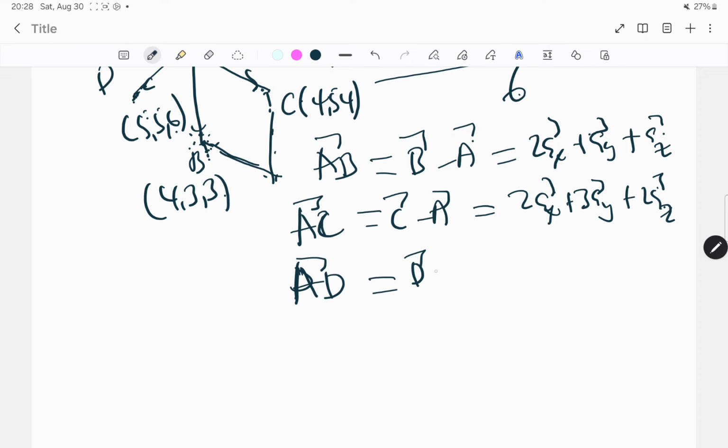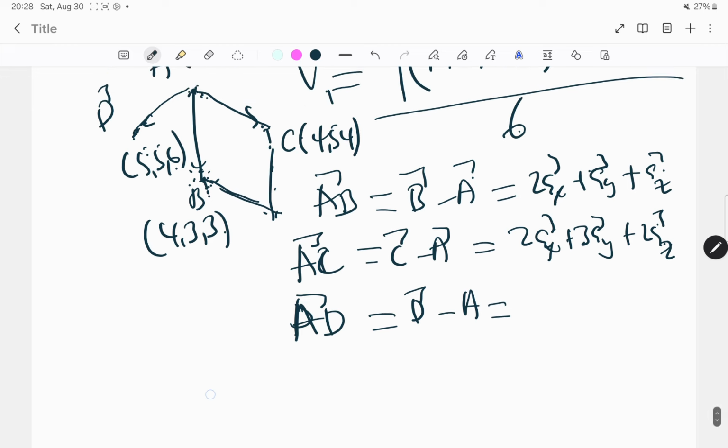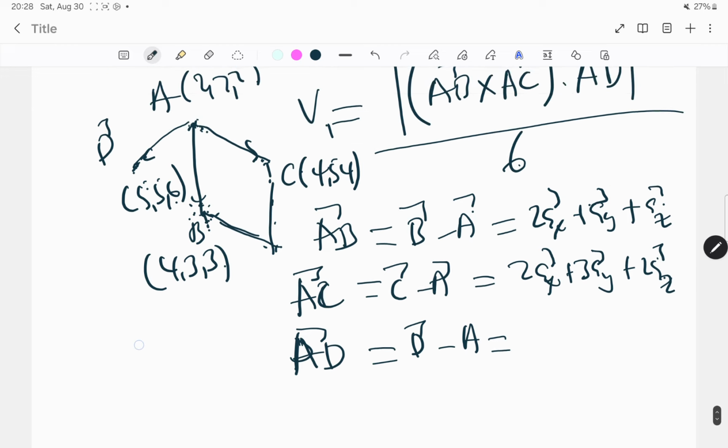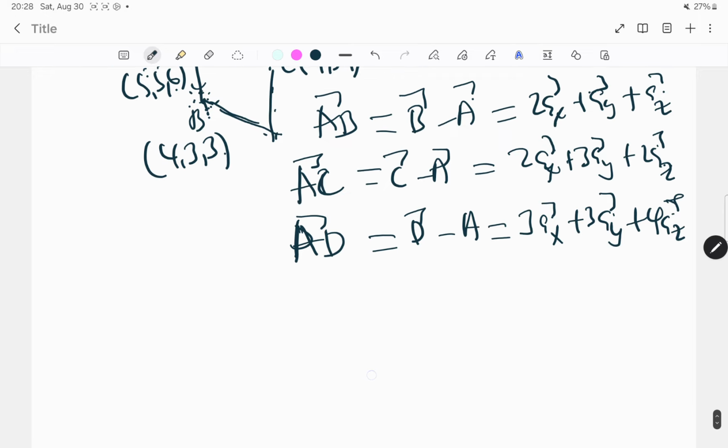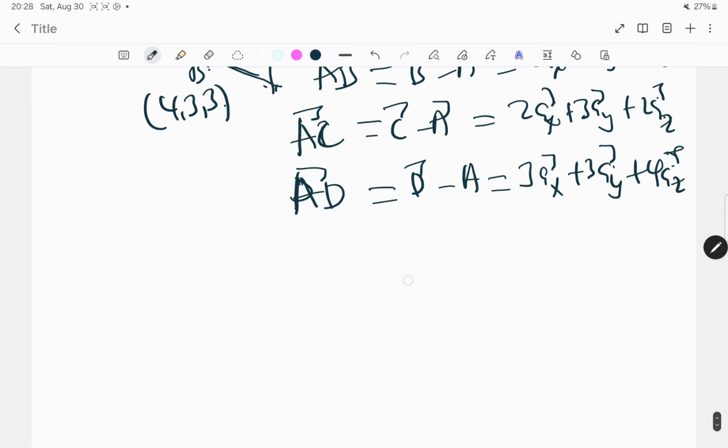AD also, this time with D minus A. So that one too, I have D is here. 5 minus 2 will be what? 3 along the x-axis. 5 minus 2, 3 along the y-axis. And I have 6 minus 2, which is 4 along the z-axis. So we now have our distance vectors AB, AC, and AD.